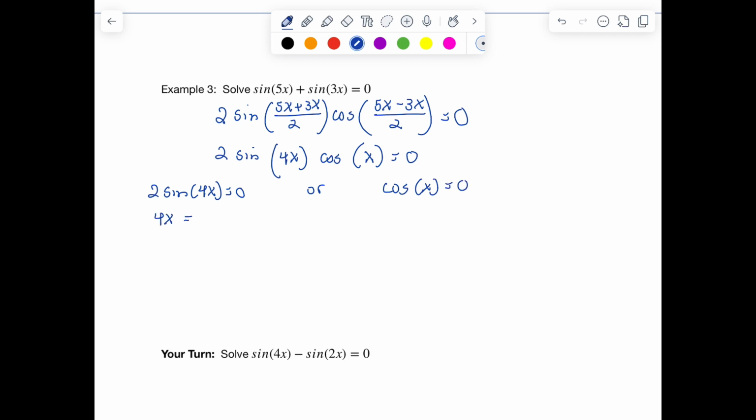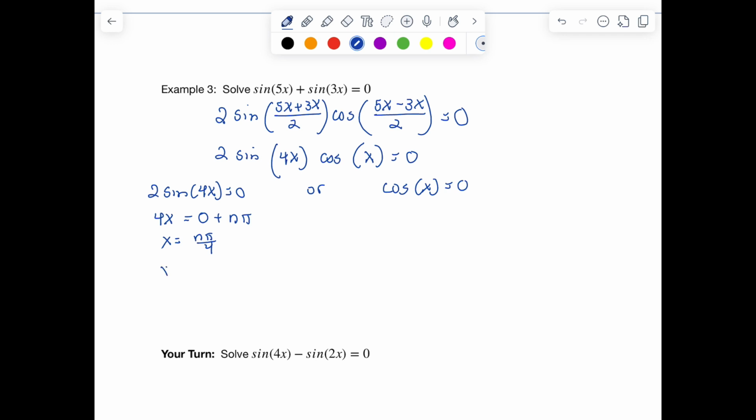Solve each of these individual equations. I would have that sine of 4x is equal to 0, and then the angle whose sine is 0 repeats every n pi. So then dividing each term by 4, I get x is equal to n pi over 4.